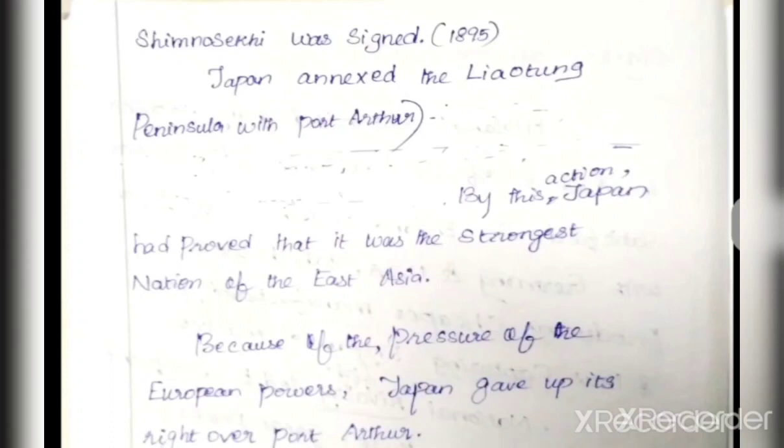What was the demand of Japan? The transfer of German rights in the Shandong Peninsula to Japan. Japan was asking Germany to give back the Shandong Peninsula to it. So this strong diplomacy aroused the hostility of both China and the European powers.